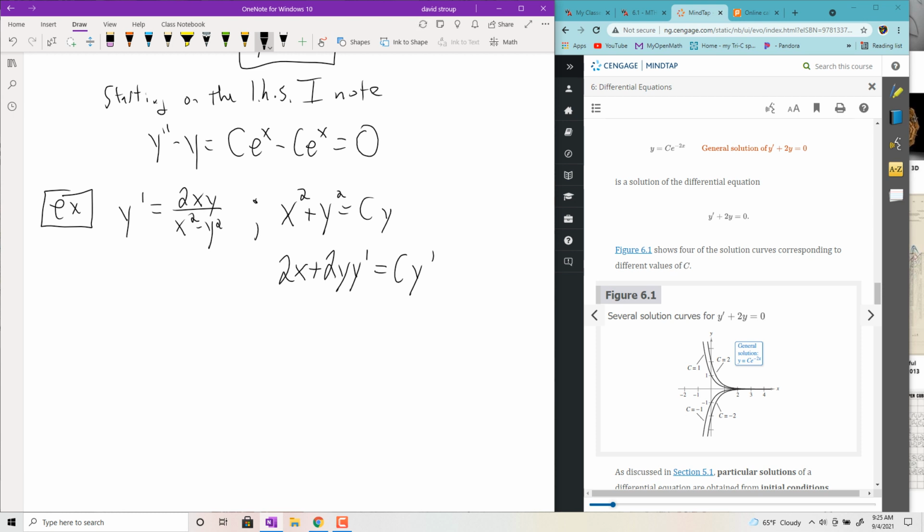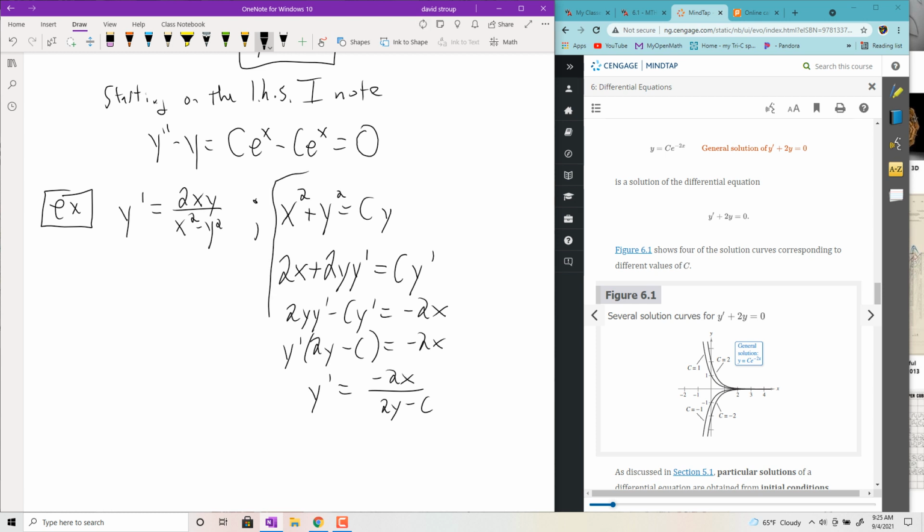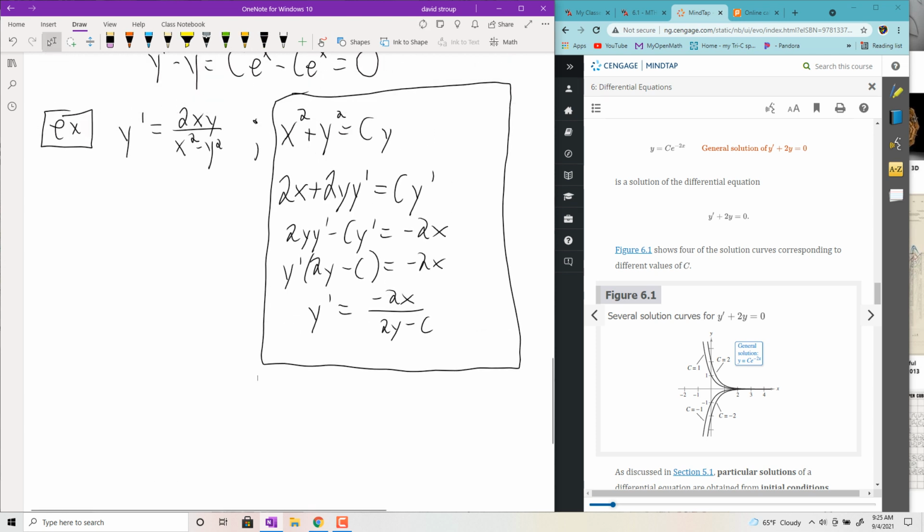Okay, so I'm going to collect the y prime stuff on one side. I get 2y y prime minus cy prime equals negative 2x. Factor out the y prime: (2y minus c) y prime equals negative 2x. Divide, and y prime is negative 2x all over 2y minus c. And now I'm going to try to see if I can connect the right-hand side of the equation to the left-hand side of the equation. You're going to see it's not going to quite work, right?